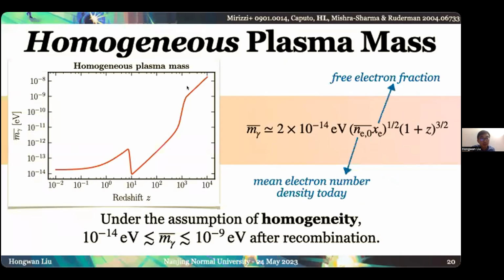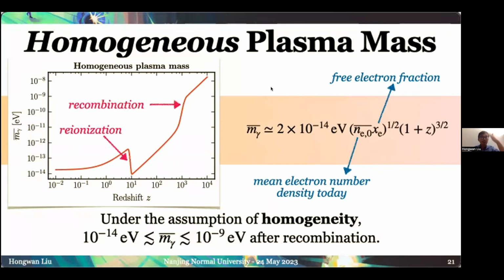And here I'm showing you that the plasma mass varies from something like 10 to the minus 9 eV at a redshift of 1,000, which is when recombination occurs, all the way down to 10 to the minus 14 eV today. This is done just by plugging in the numbers for the free electron fraction and the mean electron number density today. So after recombination, the plasma mass varies by 5 orders of magnitude between 10 to the minus 14 and 10 to the minus 9 eV.